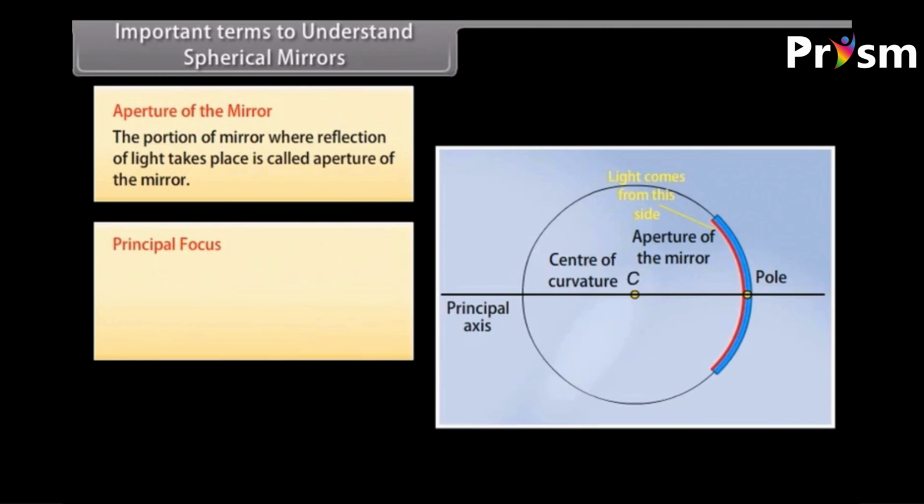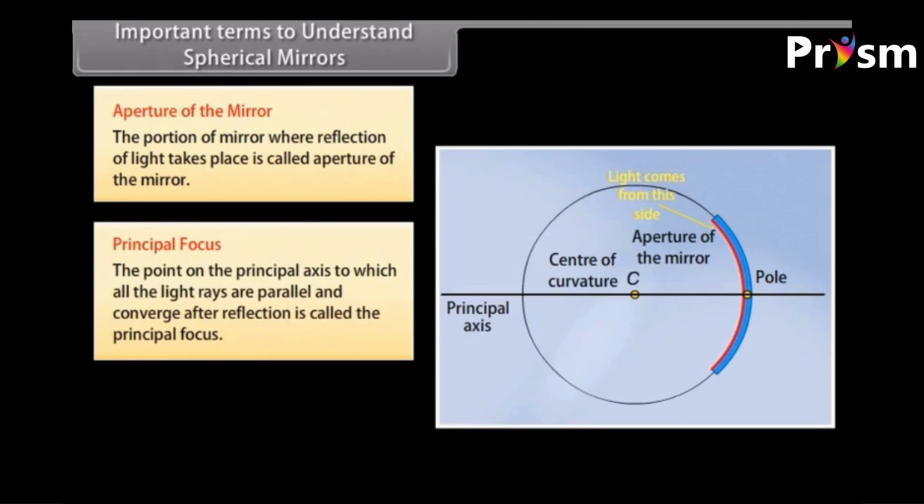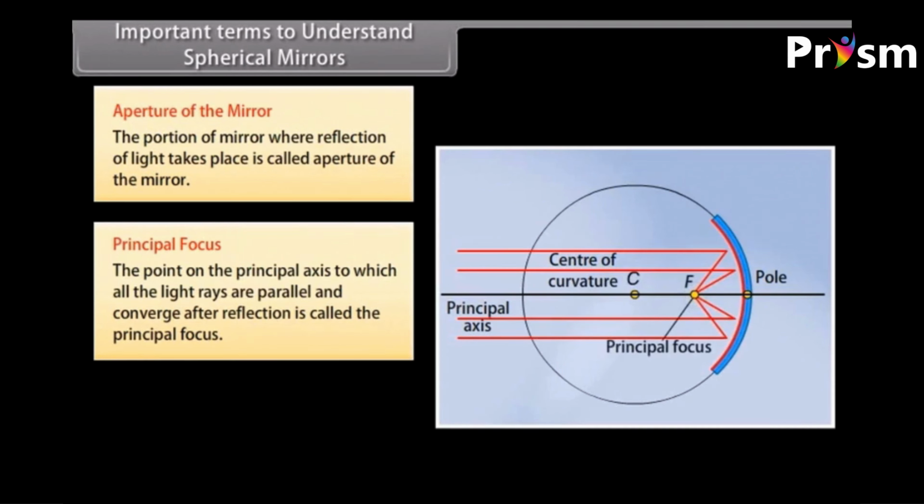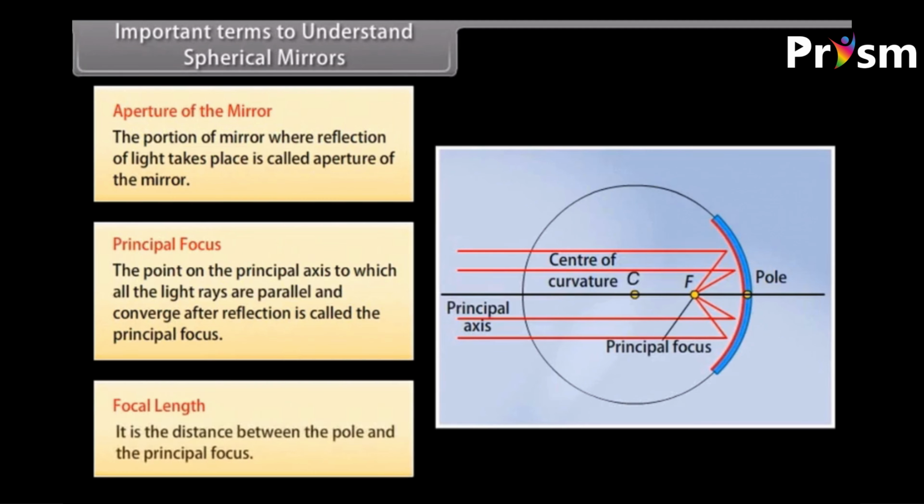Principal focus. The point on the principal axis to which all the light rays parallel to the axis converge after reflection is called the principal focus. Focal length. It is the distance between the pole and the principal focus.